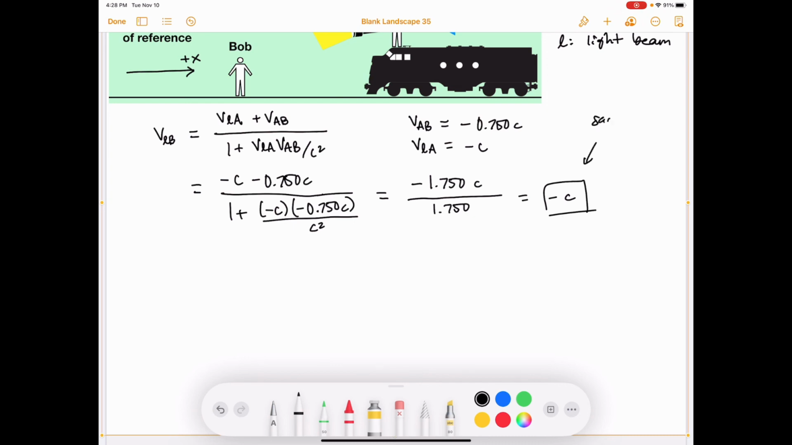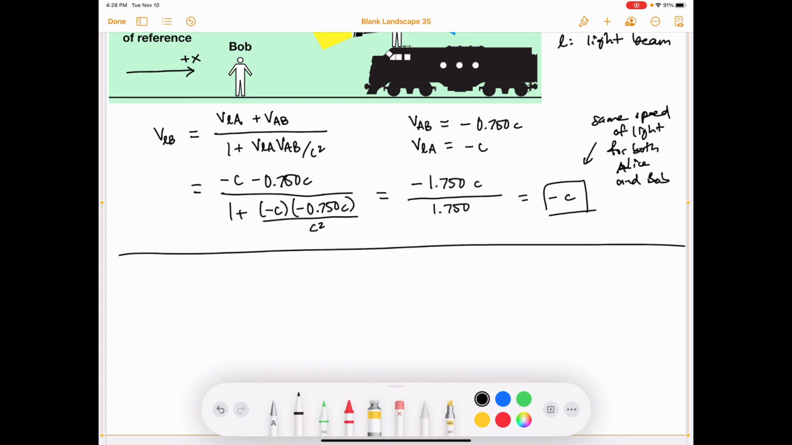So same speed of light for both Alice and Bob. Remember, the whole basis of the theory of relativity rests on the fact that the speed of light is constant. Doesn't matter how fast the source of that light is moving towards you or away from you, you see the same exact speed. So that's reflected in our equations here.